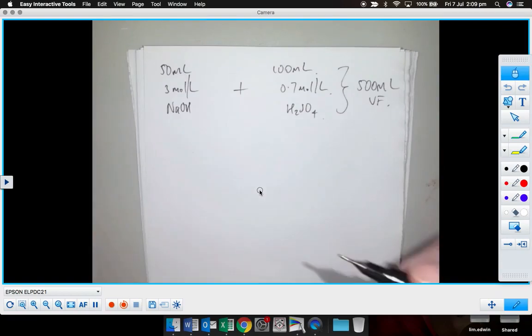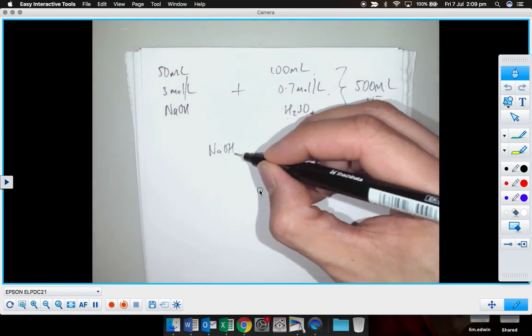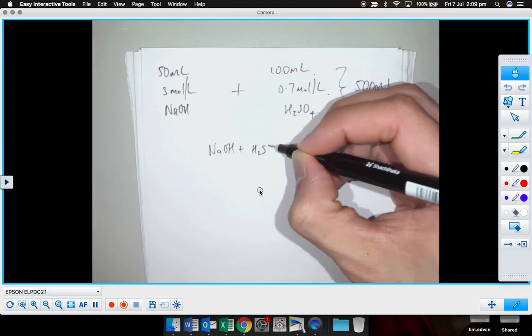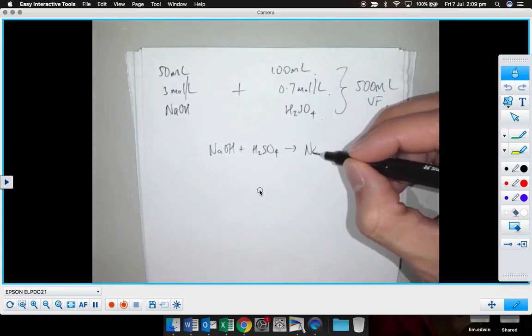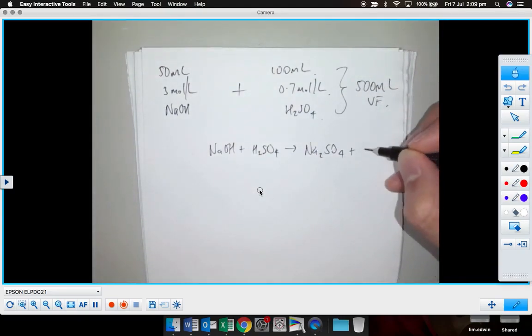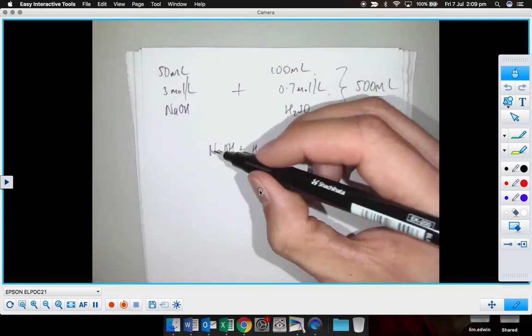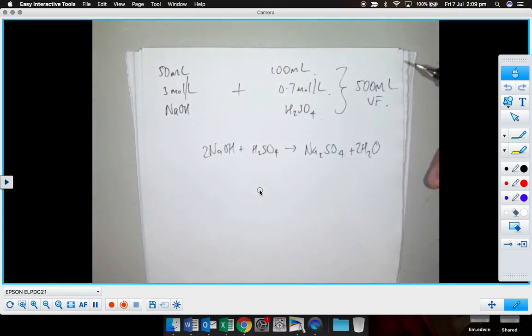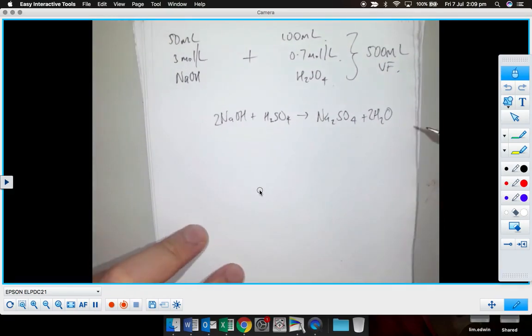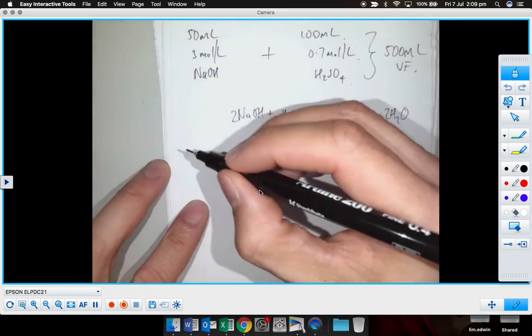So first things first, we should probably write out an equation. NaOH plus H2SO4 goes to Na2SO4 plus H2O, double that, double this. Right, if you don't remember all of your acid-base equations, you really should brush up on them. Right, now we can go on and do our limiting reagent information.